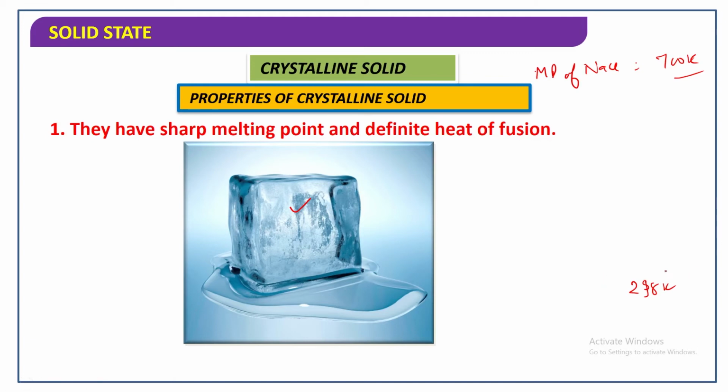So raising the temperature to, let it be, 400 Kelvin, nothing will happen. Even a single layer will not melt. Rising to 600 Kelvin, its temperature will rise, but nothing will happen. You can't imagine that it will melt now. At 699 Kelvin, you can't see any change. And suddenly, at a particular temperature, the whole of the solid melts. That's the meaning of the sharp melting point.